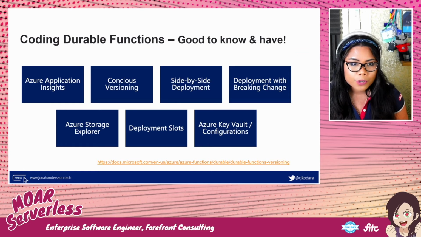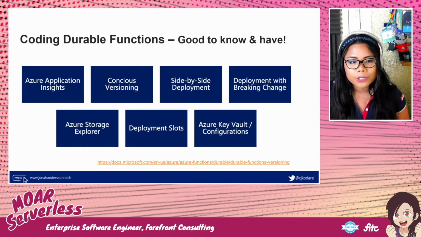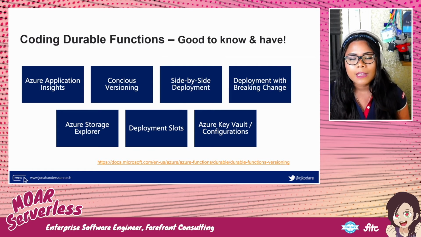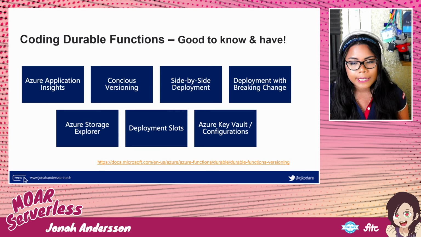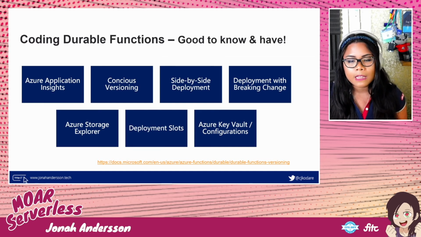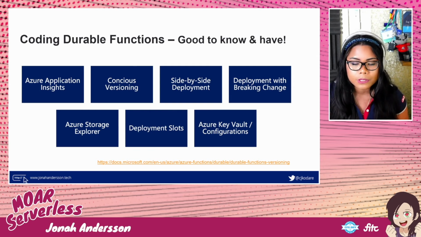And then for coding durable functions, there are good things that you need to know. For monitoring, I would recommend integrating Application Insights. When it comes to deployment and making changes, it's good to use conscious versioning and deployment slots. For security, Azure Key Vault is recommended to save your connection strings. And also Azure Storage Explorer if you're developing locally.